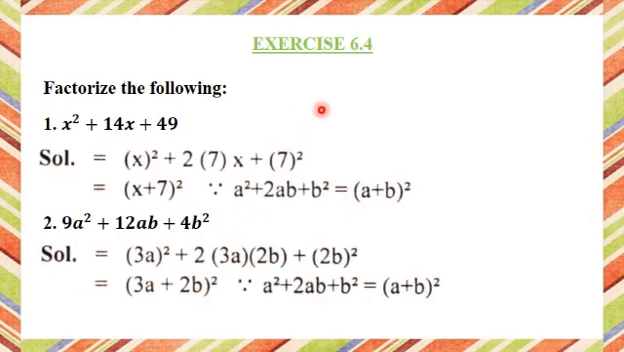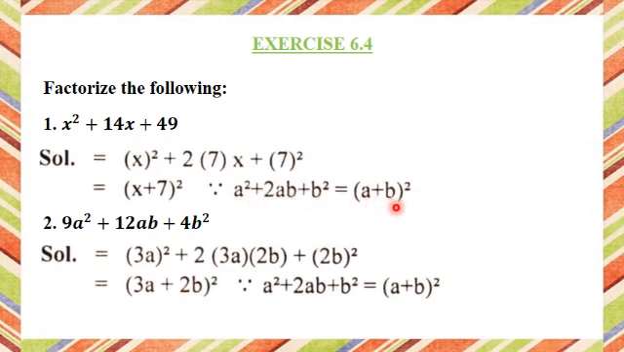Okay, now we are moving to our exercise 6.4. The first question is x square plus 14x plus 49. First of all, we will see is anything common in all the three terms. So we are observing that there is nothing common, and after that we will observe that the first and last two terms are the perfect square of which number. So x square is a perfect square of x, 49 is a perfect square of 7, and in between we will write 2ab plus, because with the middle term we have a plus sign. So it is the formula a square plus 2ab plus b square.